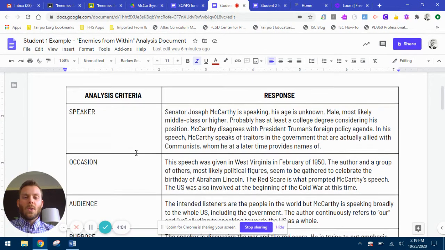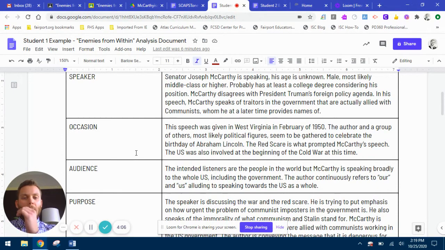Now, the occasion, too: a lot of you pulled out that it was Lincoln's birthday, that it took place in Wheeling, West Virginia. Good. But the bigger thing, and what we've always got to be asking ourselves with the occasion, is what is the broader occasion? Yes, we have the setting, and we may have some other little bit of information like the fact that it's Abraham Lincoln's birthday. But the bigger idea is that this is going on during the Cold War, during the Red Scare, when Americans are afraid of communism infiltrating the country.